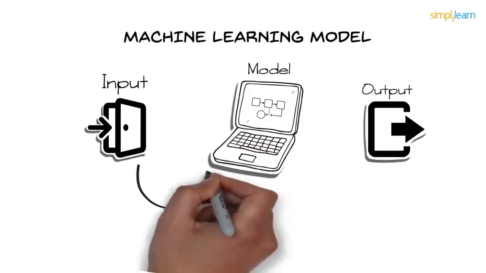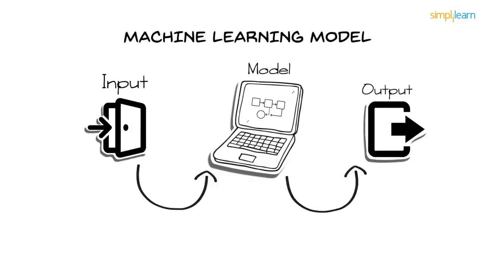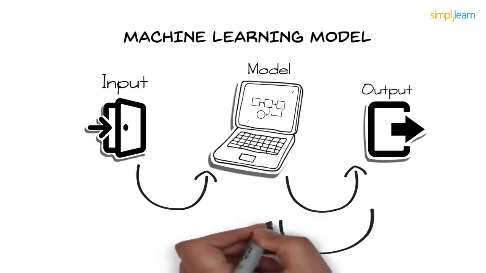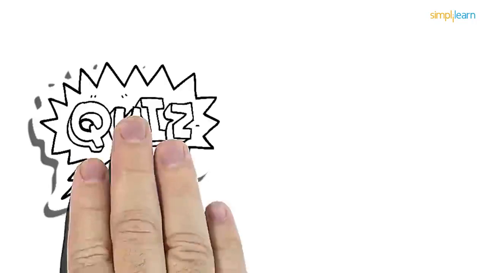Input is given to a machine learning model, which then gives the output according to the algorithm applied. If it's right, we take the output as the final result. Else, we provide feedback to the training model and ask it to predict until it learns. I hope you've understood supervised and unsupervised learning. So let's have a quick quiz.